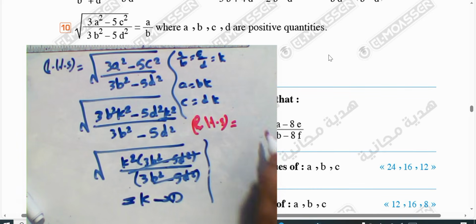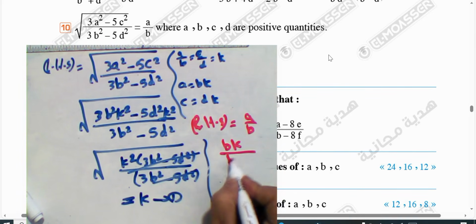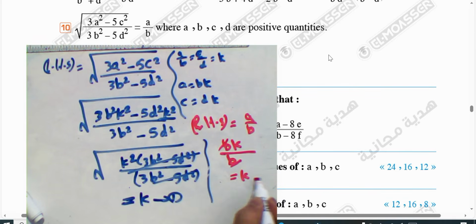Right hand side here A over B. The value of A equals BK over B. We can cancel together. The result will be K. It's relation number 2. Relation number 1 equals relation number 2, they are equivalent. They are equal to constant K. The left hand side equals the right hand side.